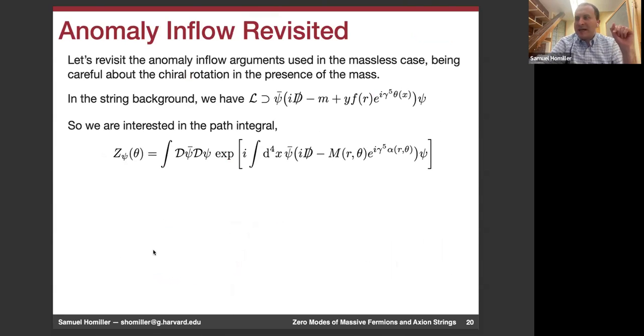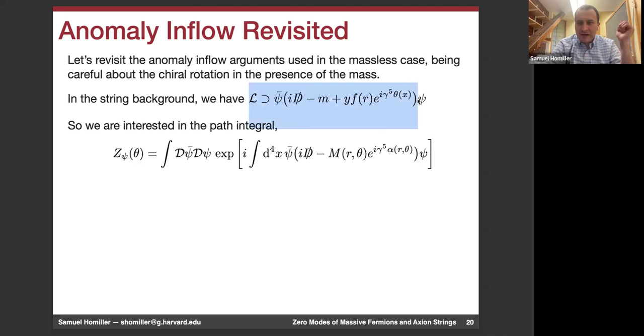But I can also, I mean, I had two arguments for why the zero modes existed in the massless case. So let's see what happens with the other one. I go back to this anomaly inflow story from Callan and Harvey again, and I'm just going to do it again in the case where there's a mass, and I just have to be a little bit more careful about what exactly the chiral rotation I do is.